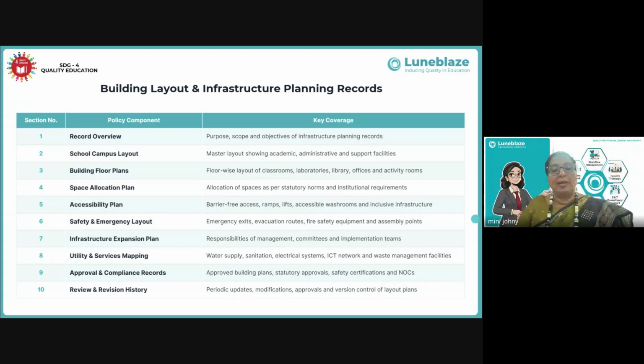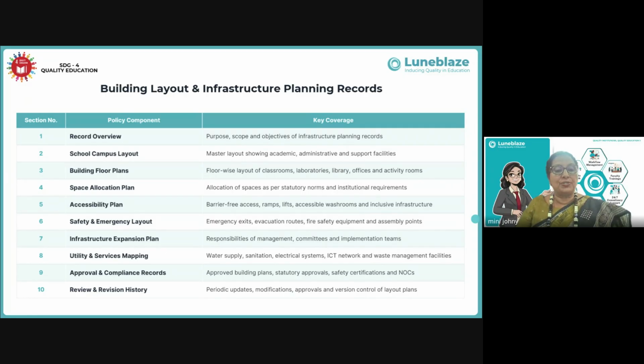Who approves the building plan? I read out in the very first. Statutory approvals, safety certification, and NOC from the government. That is no objection certificate. Everybody will give us certificates. Even government also will give us.